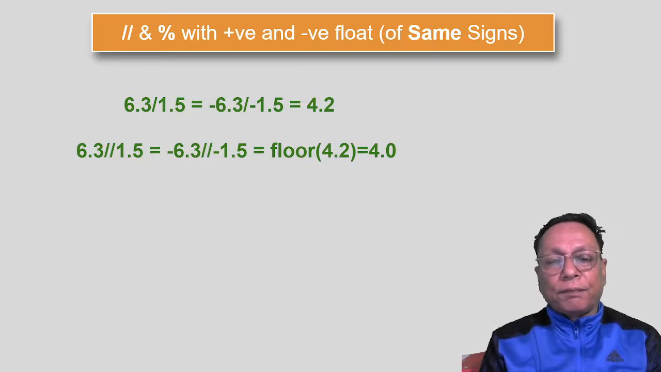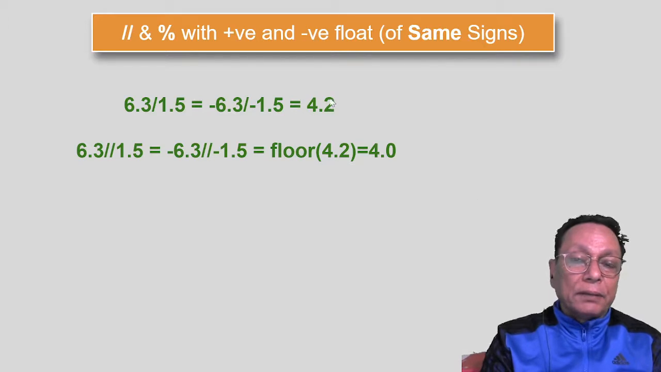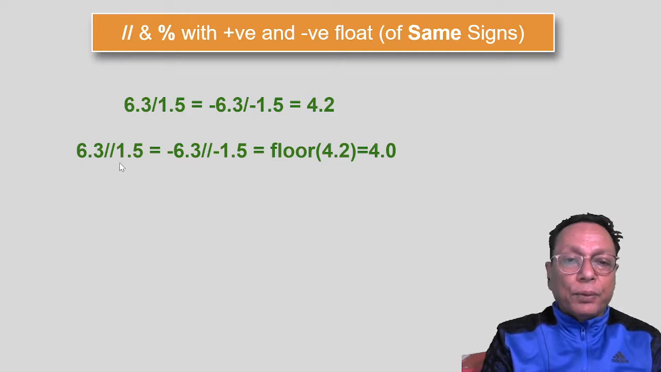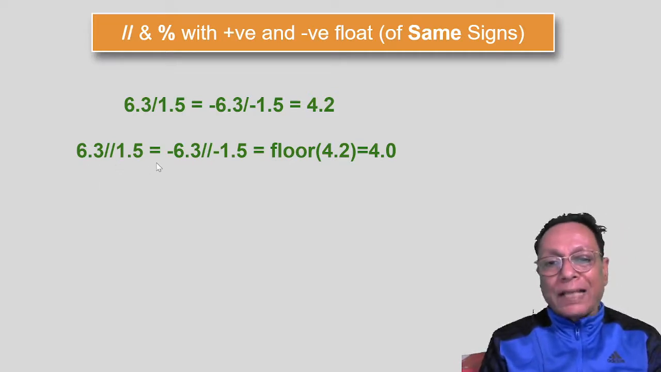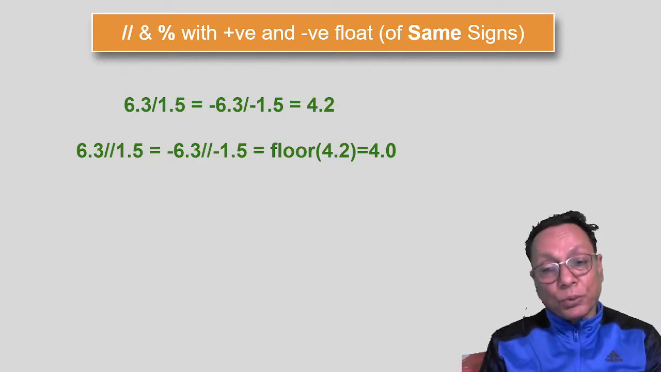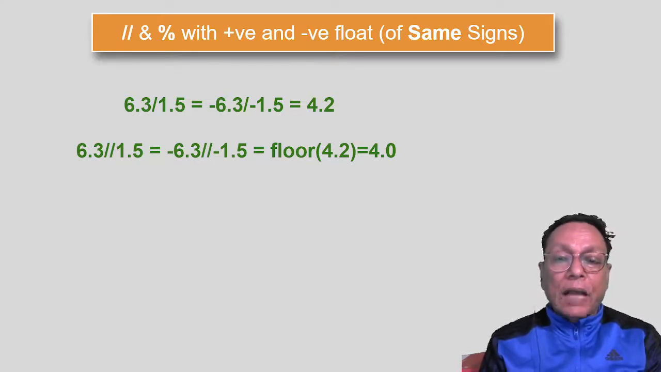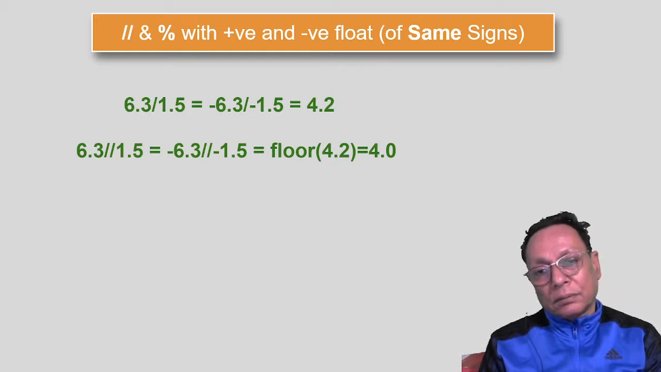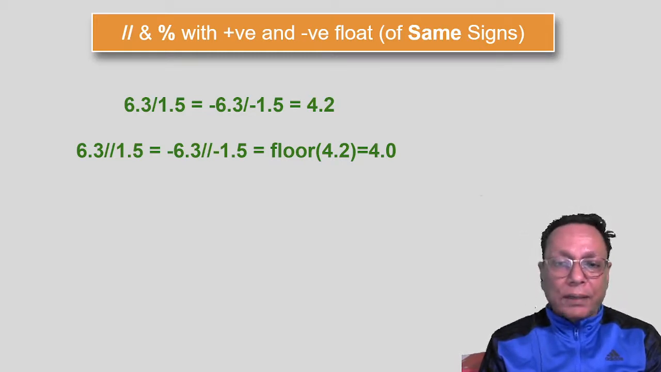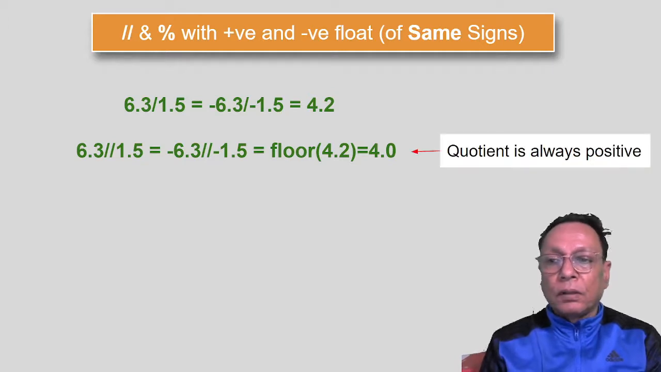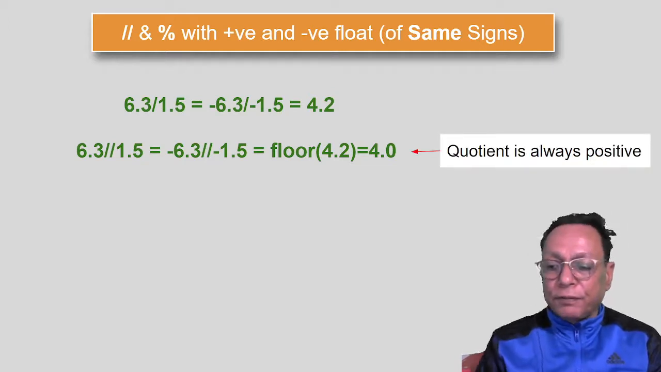But if you take the floor of this, because this time it is not giving the remainder, this is completely giving the quotient. But here, I'm going to take the quotient as well as the remainder. So floor will give you the quotient, and to take the remainder I will have to use the percent sign or modulo sign. So see here, the quotient is always positive.